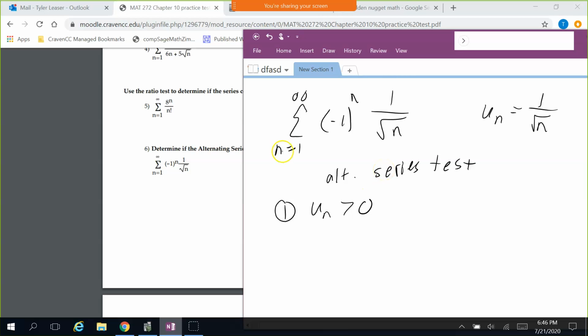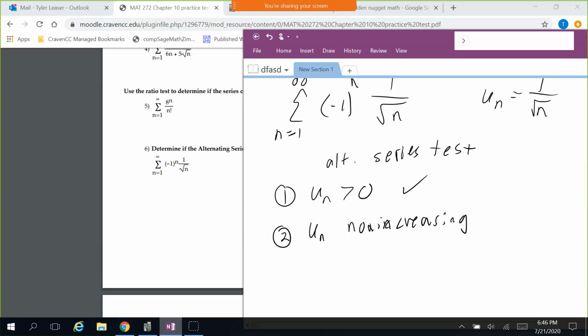As I plug in n going from 1 to infinity, I hope it's pretty obvious that 1 over the square root of a positive number is always going to be positive. So we'll just check that one off because that one's always going to be true. The second thing that has to happen is that your u sub n's have to be non-increasing. Remember that non-increasing means that it could either be decreasing or it could remain constant.